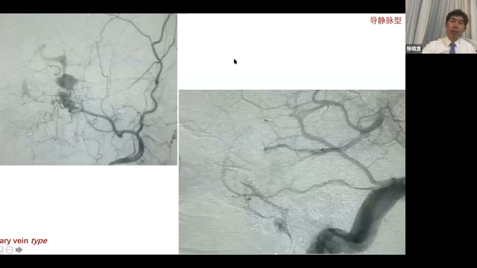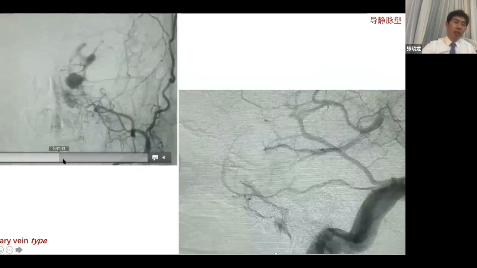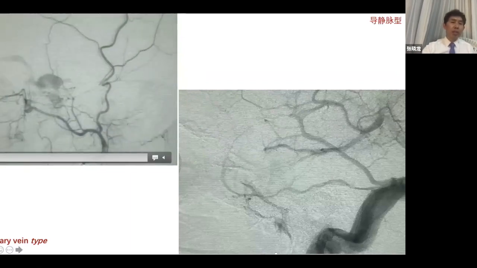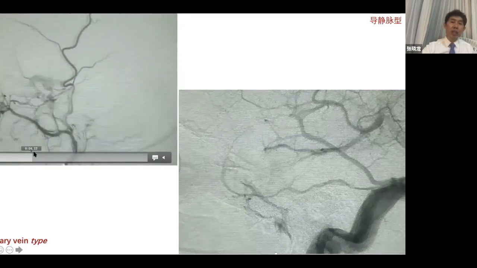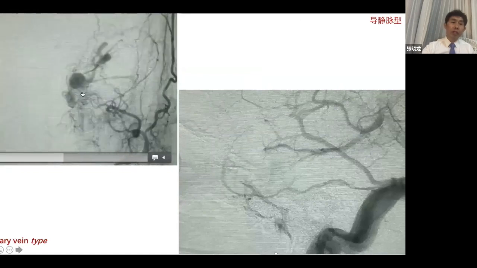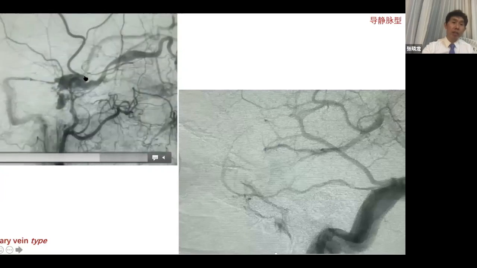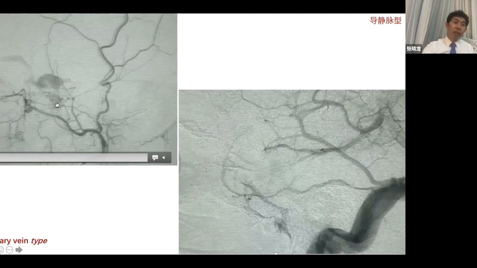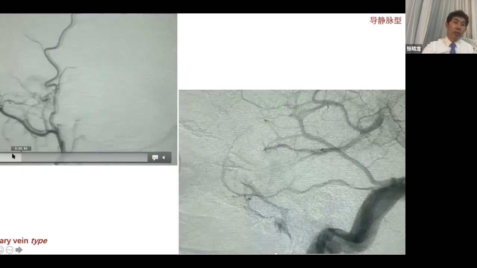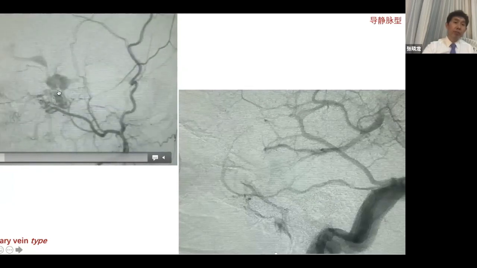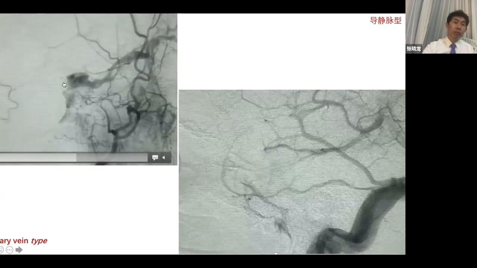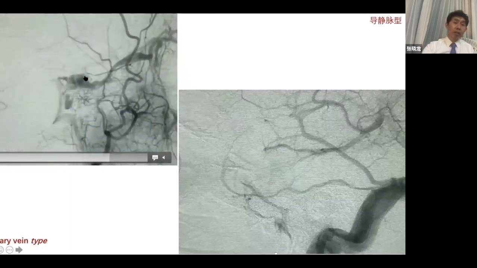So the last type is about the M7 type. It's a seldom type. This is the rotation of the ECA. We can see the fistula is here, and here is the cavernous sinus, and the inferior petrosal sinus was occluded, and the superior petrosal sinus still has stenosis here. And this is the superior petrosal sinus with severe stenosis.